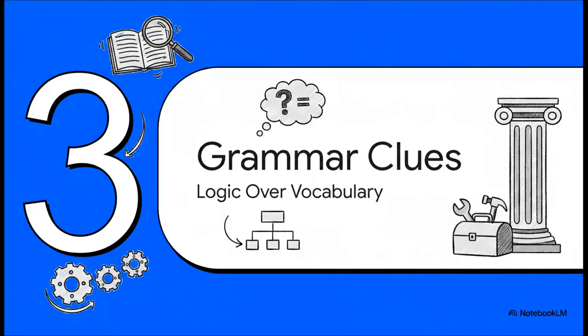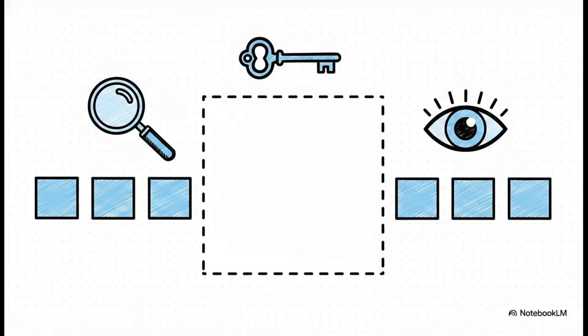Okay, Section 3, the grammar clue. This is all about choosing logic over vocabulary. Now, this is the first major pillar of our tactical toolkit. We're shifting away from trying to memorize the entire dictionary and instead using grammatical structures as a literal cheat code. It's all about spatial reasoning, you guys. You have to look immediately before and after the blank.